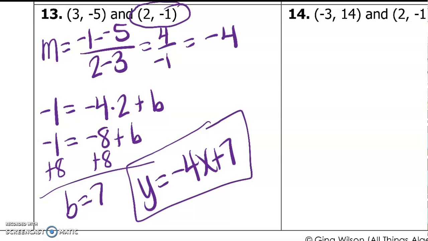Again, if you want to check, you can either graph the line you just wrote and make sure it goes through the two ordered pairs, or you can graph your two ordered pairs and connect them and make sure it really is the line y equals -4x plus 7.